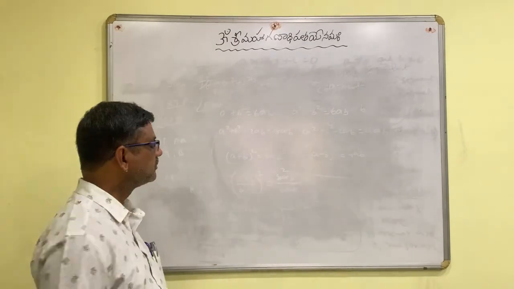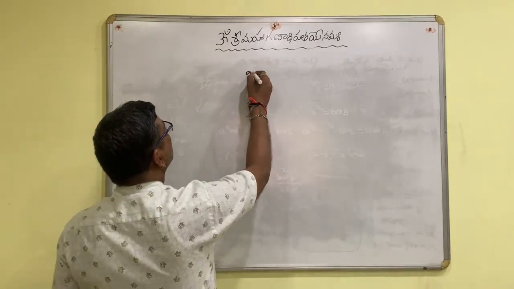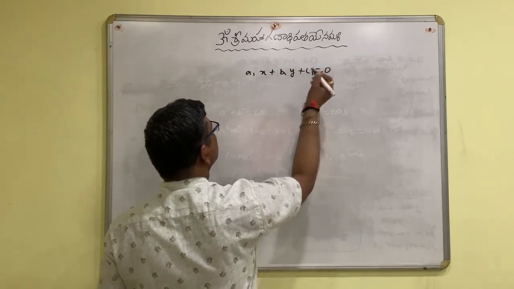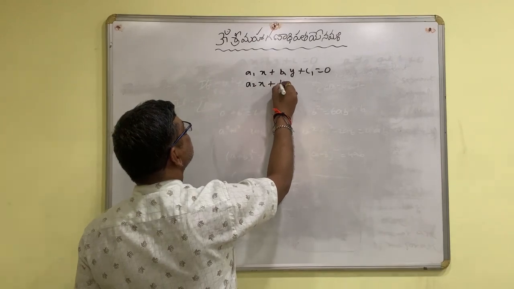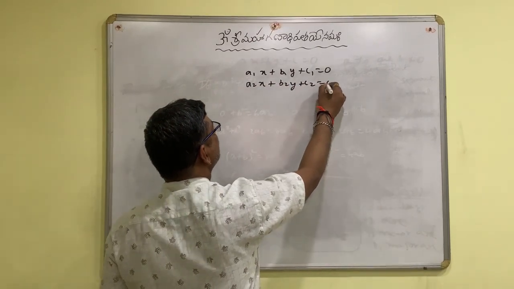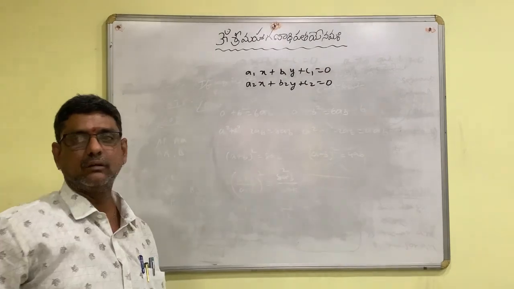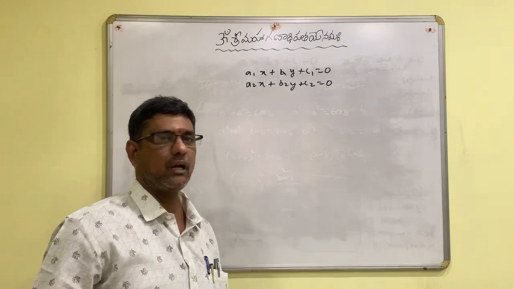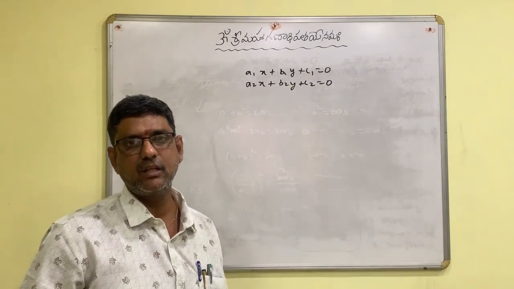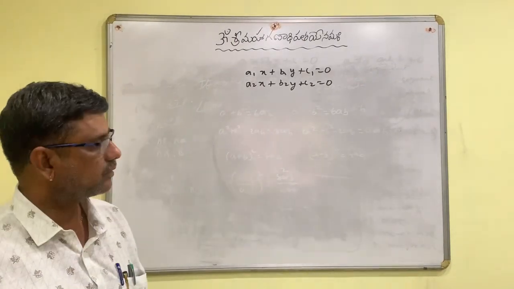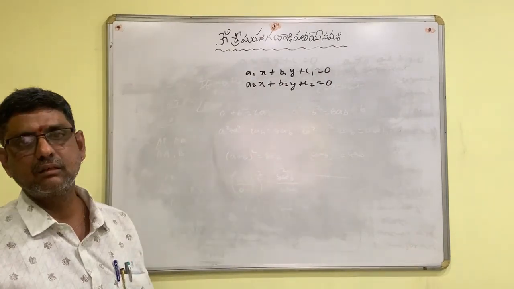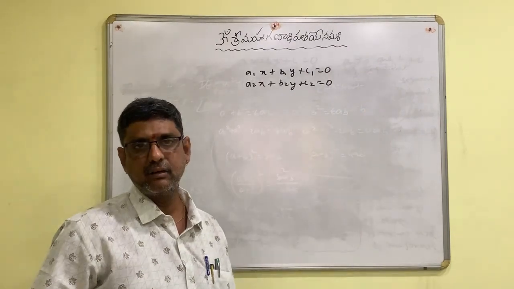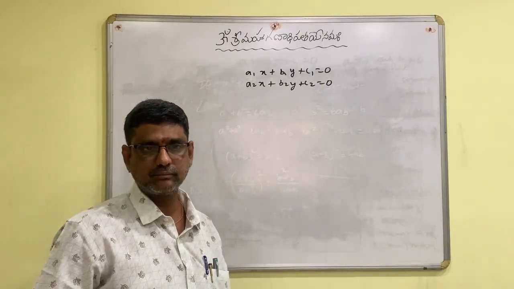So a1x plus b1y plus c1 is equal to 0, a2x plus b2y plus c2 is equal to 0. They are the general form of a pair of linear equations in two variables. And our aim is to find the common solution for this pair using different methods.